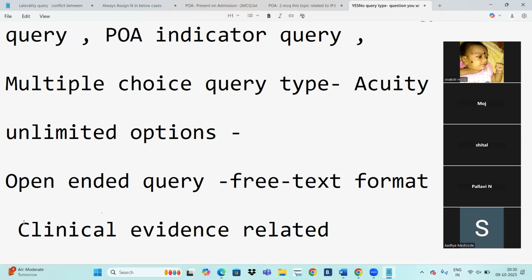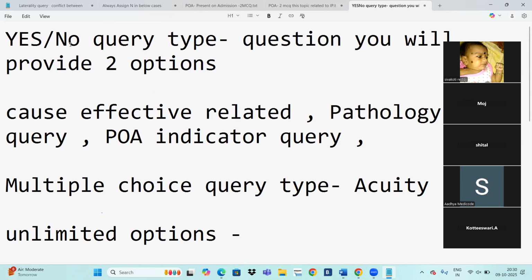Clear? Sir, laterality, which one? Laterality also will be yes or no type only, no? Just we need the type. So laterality also is yes or no type. You will get an answer in two options, right? You need just right or left. You will give yes or no, which type. That's it, no? Correct?